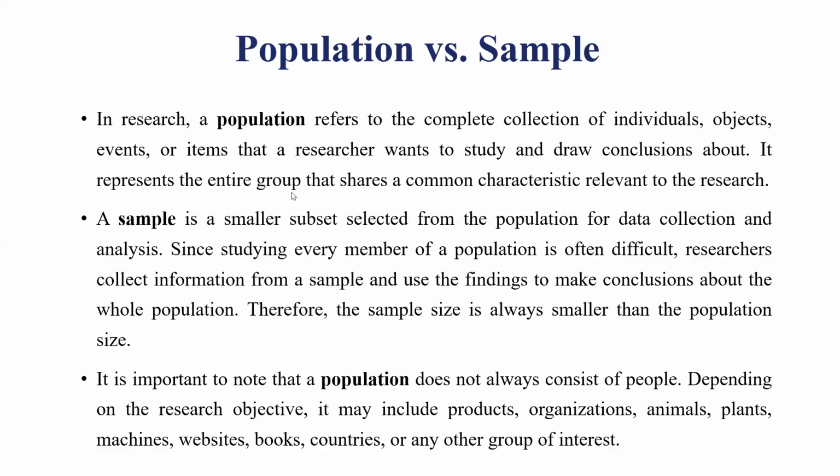The population represents the entire group that shares a common characteristic relevant to the research. A sample is a smaller subset selected from the population for data collection and analysis. Since studying every member of a population is often difficult, researchers collect information from a sample and use the findings to make conclusions about the whole population. Therefore, the sample size is always smaller than the population size. Suppose, for example, you can take a sample of 100 from 1,000.